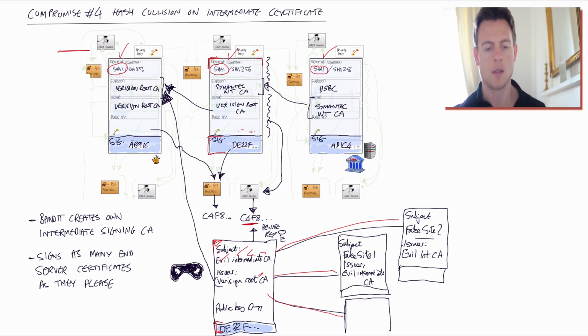So I can create 100 fake websites. I can create a fake website for every single bank out there, every single online clothes retailer, whatever I want, just because I've managed to create a hash collision and a spoof version of an intermediate signing certificate.